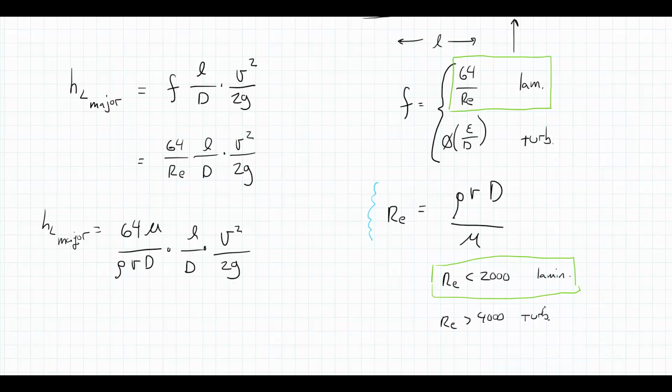I can do some simplification here. So for example, I have a V in the denominator and I have a V squared up top, so that will go to just V. I have this D, so that will become a D squared when I combine them. And I have this 2 and this 64, which will become 32. So let me write this a little bit cleaned up: 32 mu L times V over rho g D squared.